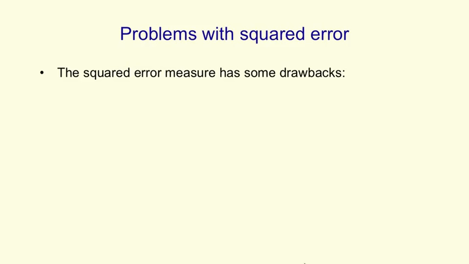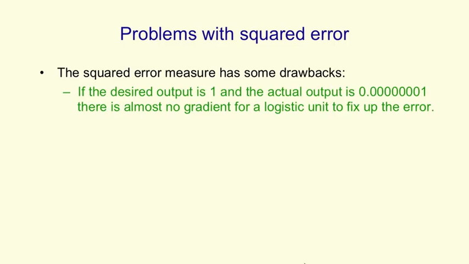So far I've talked about using a squared error measure for training a neural net, and for linear neurons that's a very sensible thing to do. But the squared error measure has some drawbacks. If, for example, the desired output is a 1, so you have a target of 1, and the actual output of a neuron is 1 billionth, then there's almost no gradient to allow a logistic unit to change. It's way out on a plateau where the slope is almost exactly horizontal, and so it will take a very, very long time to change its weights, even though it's making almost as big an error as it's possible to make.